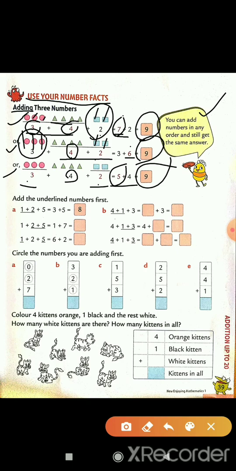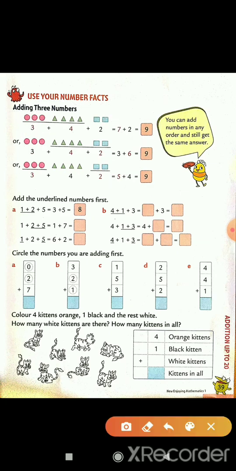You can add like the first one or second or third, all the answers will be the same. Got it, students? Let us do some sums. Add the underlined numbers first. Now you have to add the underlined numbers first, the numbers which are underlined. A. First is already done.